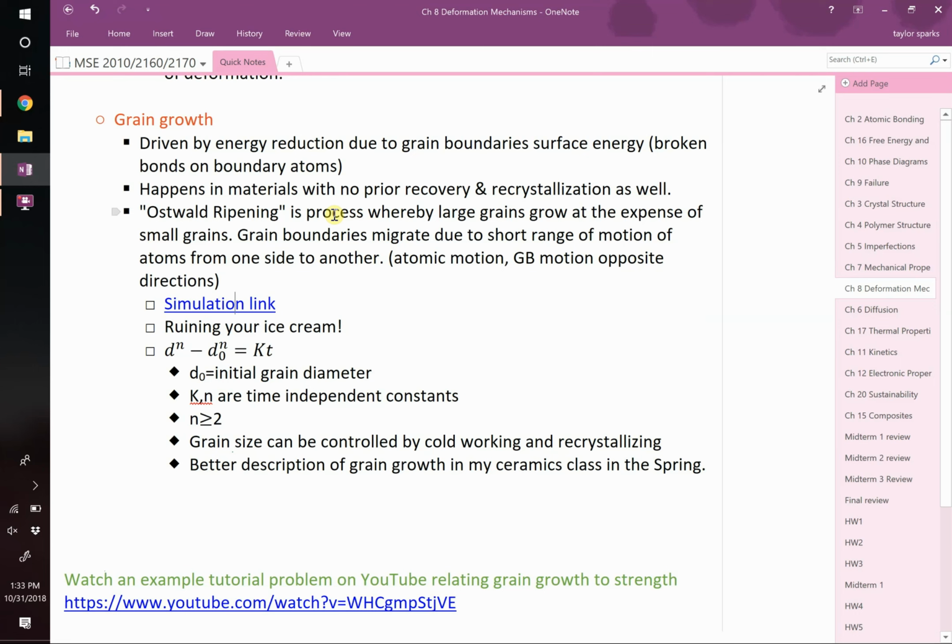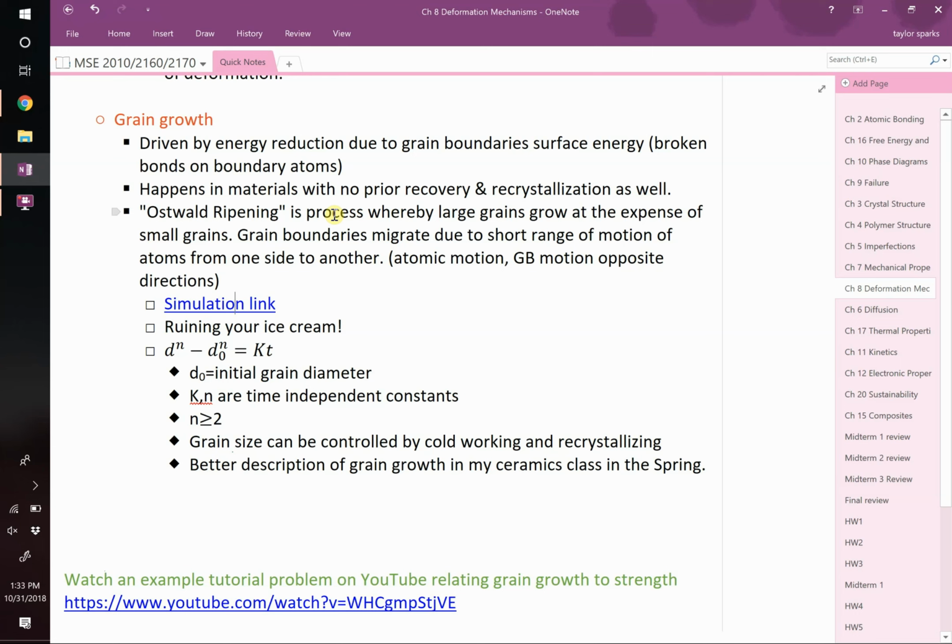Okay, what do we think? The small grains definitely dissolve away, and the big ones absorb them. But what's the mechanism? What's the physics why that should happen? We know that there's a difference in energy, but what's the mechanism by which it happens? Any ideas? Any thoughts at all?